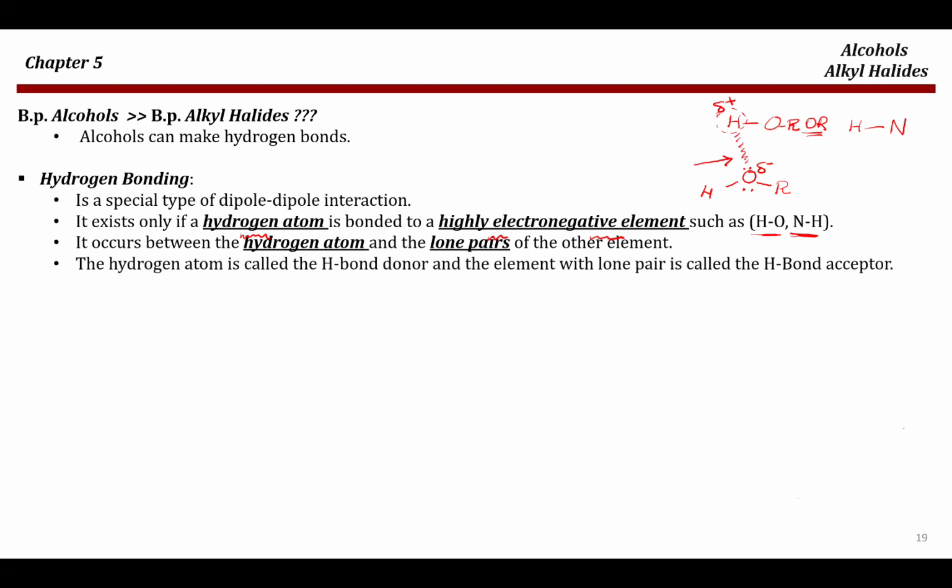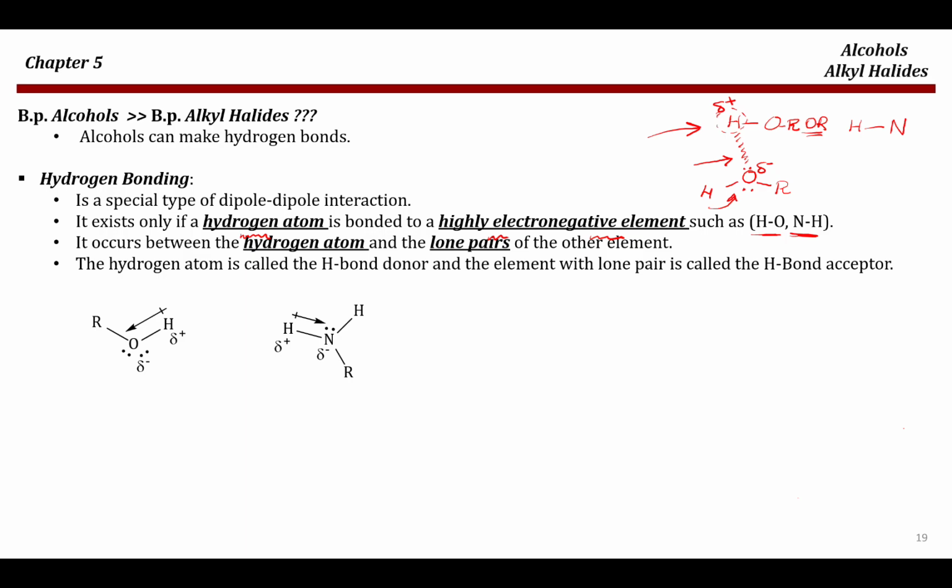The hydrogen atom is called the hydrogen bond donor, and the oxygen, or the element which is giving its lone pair, is called the hydrogen bond acceptor. So this molecule here is acting as a hydrogen bond donor. It's donating its hydrogen, and this one is accepting the hydrogen bond since it's using its lone pair.